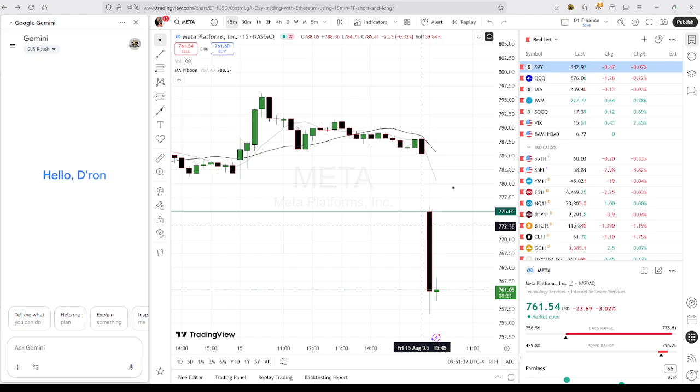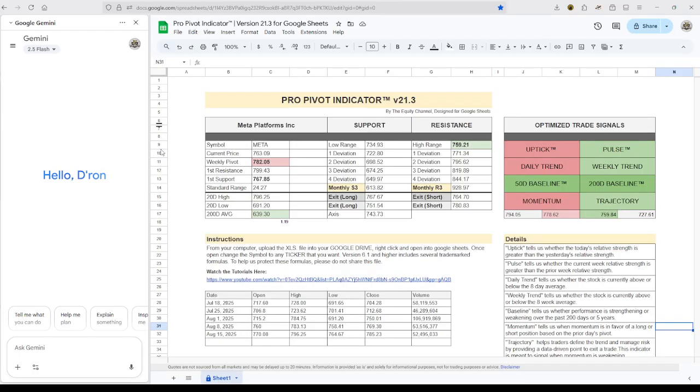You can see, boom, we dropped. We opened right at this level this morning. We pushed to the downside. We hit a low of, I'm sorry, I meant to say 756.65. My apologies. And we're now at 761.20.